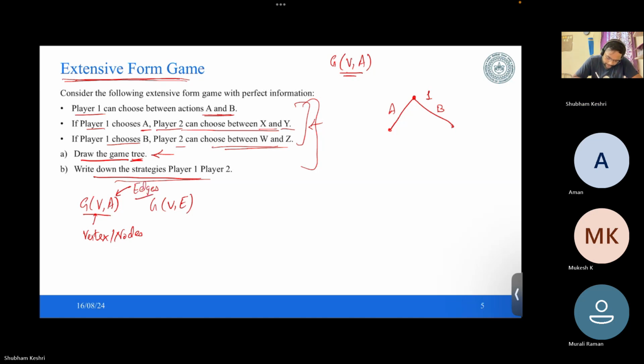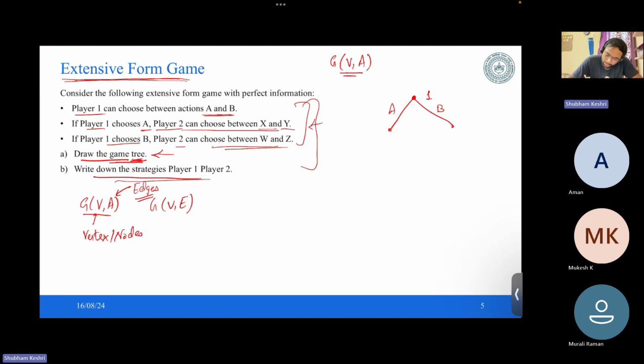All right. And a tree is a special case of a graph where all the nodes are connected and there are no cycles. So there are some properties for a graph to be known as a tree. That is why this is known as a game tree. And those properties which satisfy a tree will satisfy this game tree as well. Obviously, that is why we are calling it a tree.